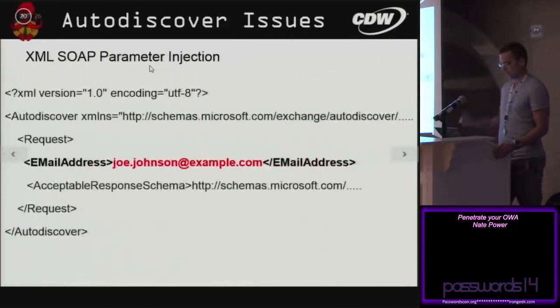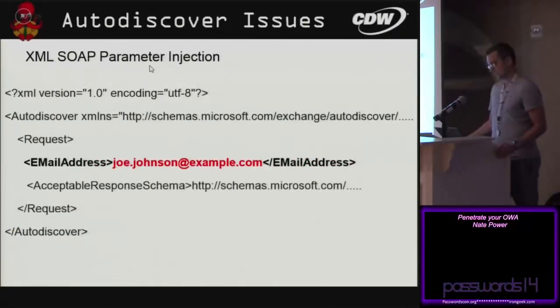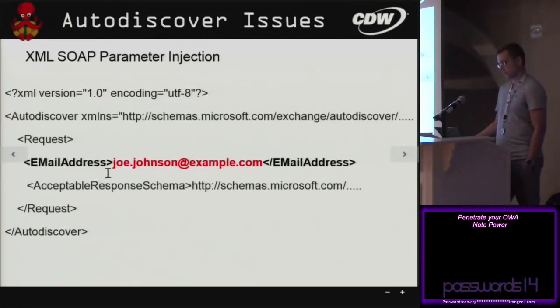Here's the actual POST request that gets sent to the AutoDiscover service. Your Outlook client sends this request. The email address parameter is actually vulnerable. And if you put a valid email address in this parameter, you're able to pull the configuration file for any user in Exchange.